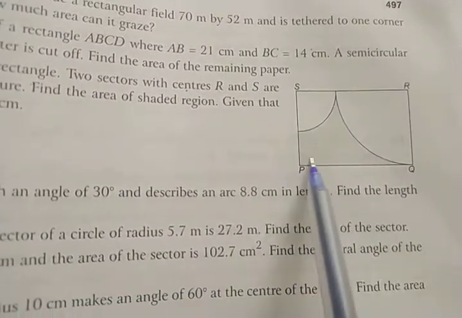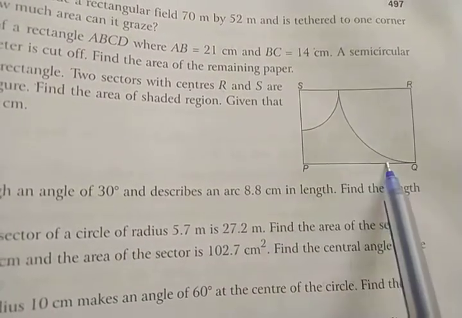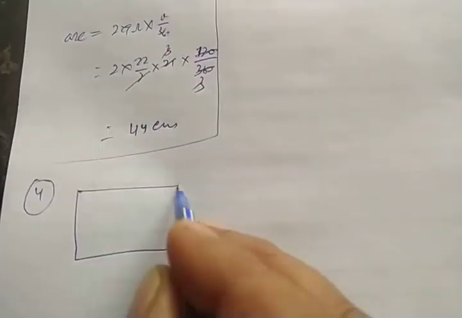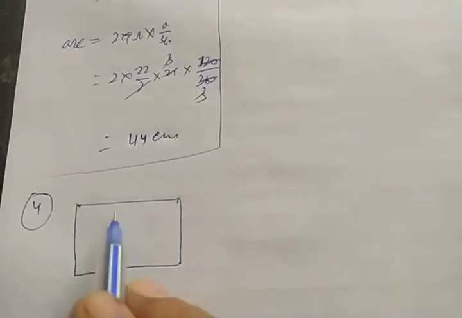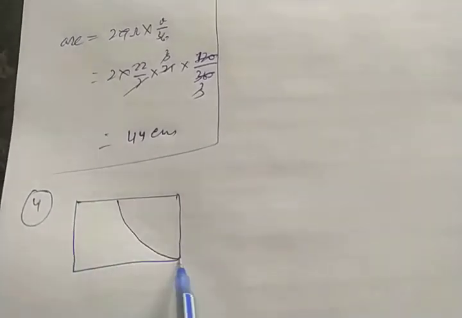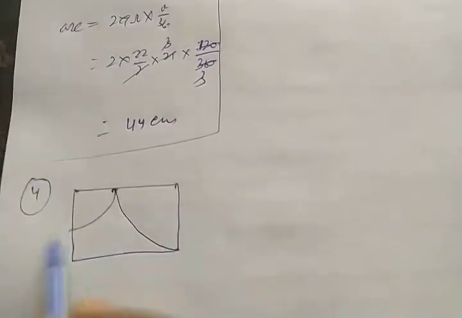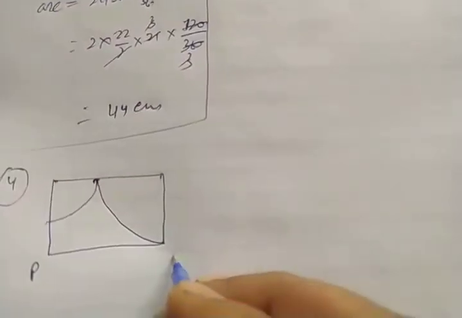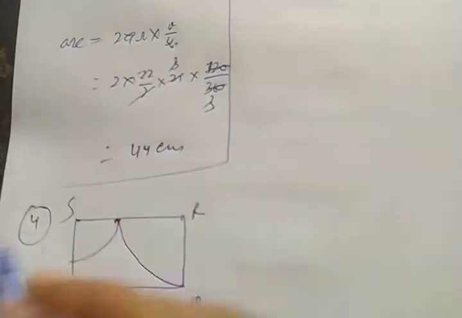This is quite a different figure. There is no specific name for this. But how to calculate this area? Let us understand. Let's say question number 4. First draw the diagram. It's a rectangle like this, and one arc is going like this, another arc is going like this. This is the area given in the question, PQRS.